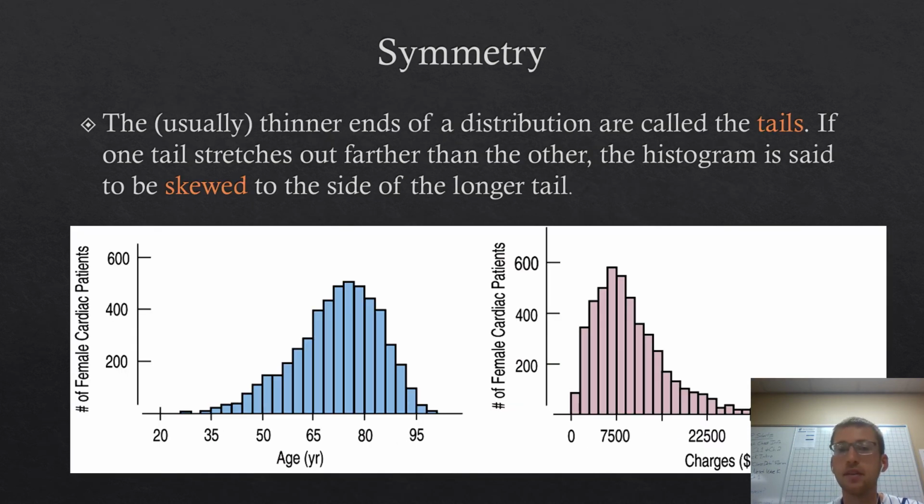Now, kind of the opposite of being symmetric is if our graph is skewed. So the thinner ends of a distribution are called tails. So if one tail stretches out farther than the other, the histogram is said to be skewed to the side of the longer tail. So if we look at this blue graph, here we have the number of female cardiac patients for each age category. The tail is on the left side, so we could say this distribution is skewed to the left. It's unimodal, but it's skewed to the left. In purple here, if we look on the right side, the tail goes off to the right. So this would be an example of a skewed right distribution.